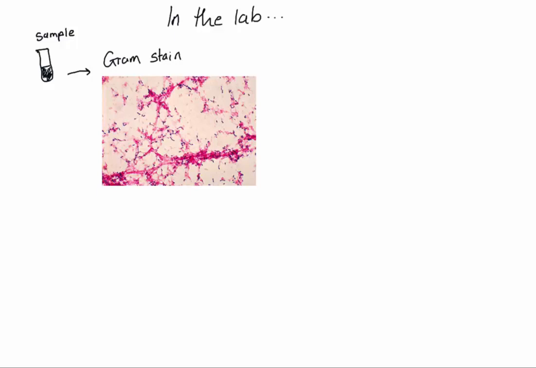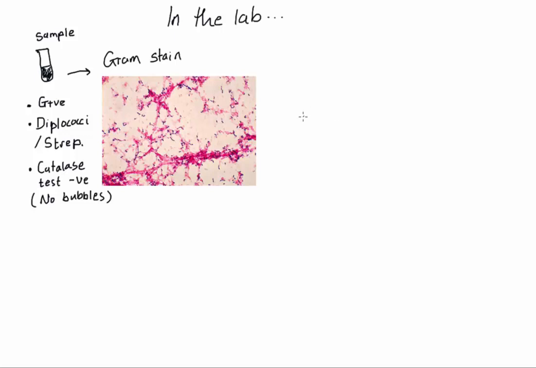And remember with the strep, if you do a catalase test, it'll be catalase negative. So there'll be no bubbles on the test. And we explained that in our previous video. So if you see this picture under the microscope, you'll know this is a streptococcal infection. But there are at least 6 different types of streptococcus that cause disease. So how are we going to differentiate between them?